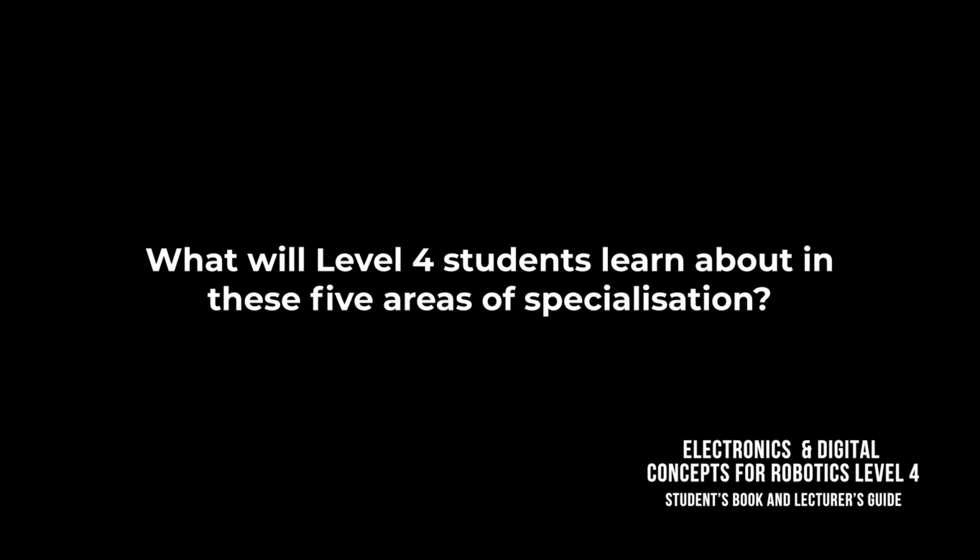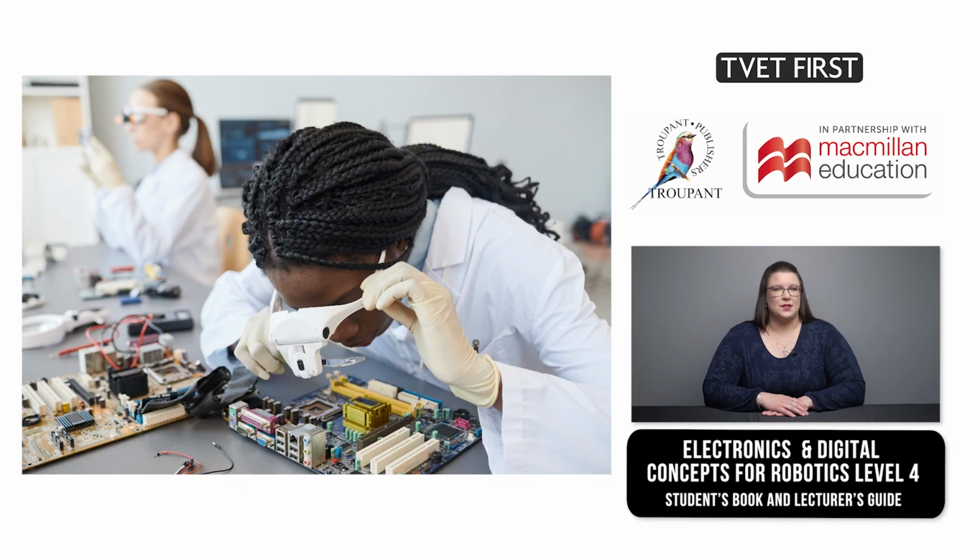What will Level 4 students learn about in these 5 areas of specialization? Electrical engineering or power systems refers to applications of electricity where heavy current from the main supply is used in a number of applications. In Level 2, students were introduced to programmable logic controllers or PLCs, and this topic continues in Level 4.